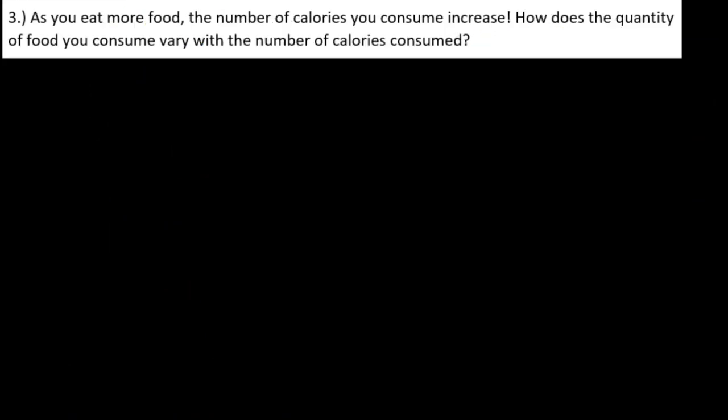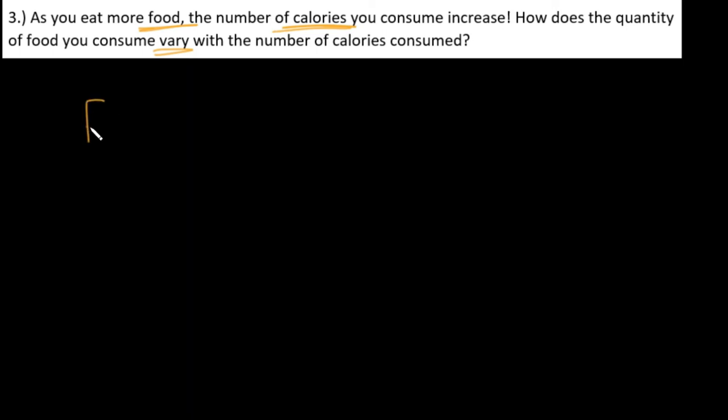Okay, here we have our third example, and if you'll notice, now we have word problems. So, as you eat more food, the number of calories you consume increases. How does the quantity of food you consume vary with the number of calories consumed? So in this question, we're essentially asking, are we going to be using inverse or direct variation? So let me kind of talk about this. Let's label our two things. We have the amount of food you consume and the number of calories as a result.